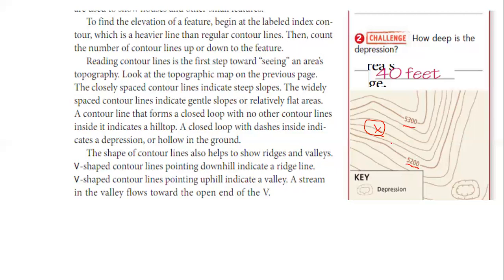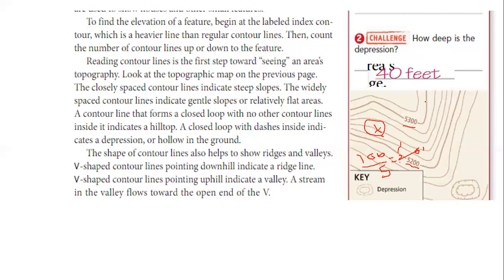The difference between them is 100. 100 divided by what? Divided by 5, because here we have 5 lines. 1, 2, 3, 4, 5. So divided by 5 equals 20. So the distance between each line is 20 meter or whatever the measuring unit. So here is 20 and here is 40. So the height of x is 5,240.